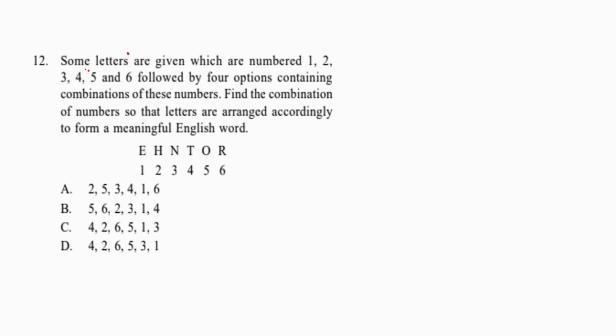Question number 12 reads, some letters are given which are numbered 1, 2, 3, 4, 5, 6, followed by 4 options containing combinations of these numbers. Find the combination of the numbers so that a meaningful word can be formed. If we just try to jumble this up, the meaningful word that we can make out of this is THRONE.